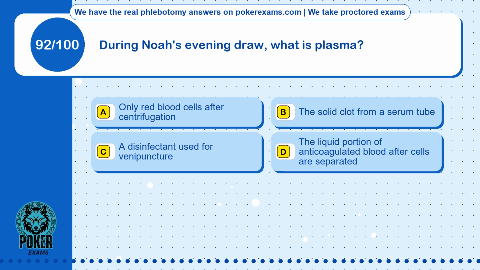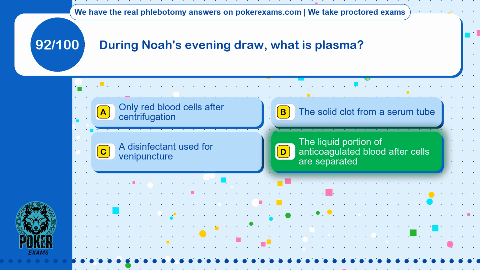Question 92. During Noah's evening draw, what is plasma? Option A. Only red blood cells after centrifugation. Option B. The solid clot from a serum tube. Option C. A disinfectant used for venipuncture. Option D. The liquid portion of anticoagulated blood after cells are separated.